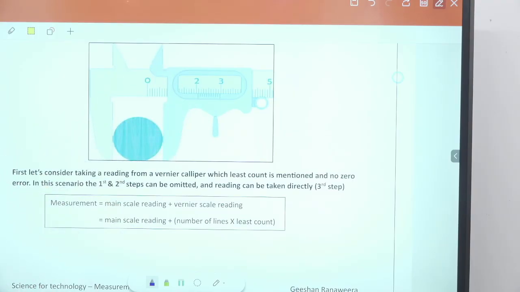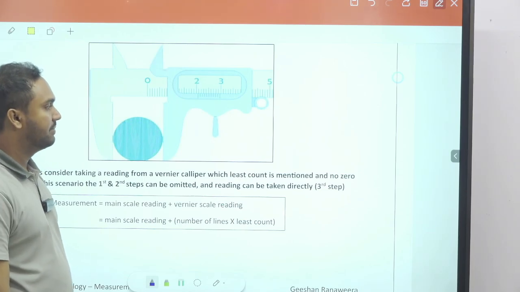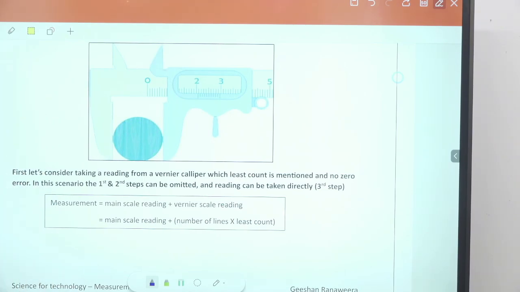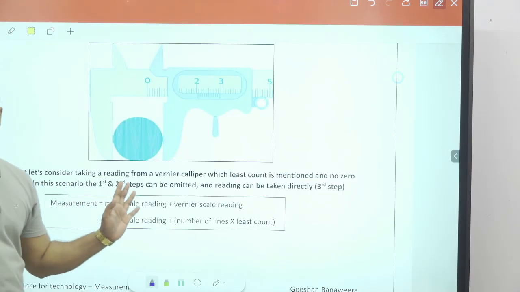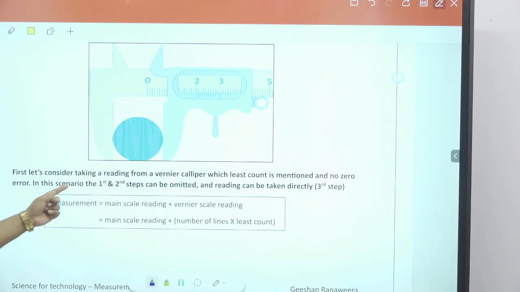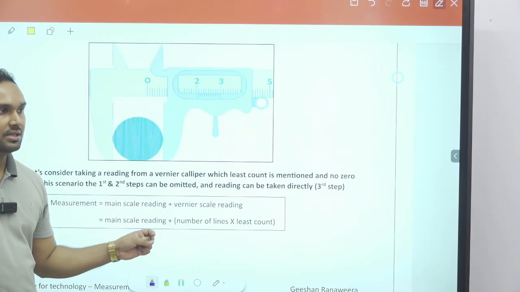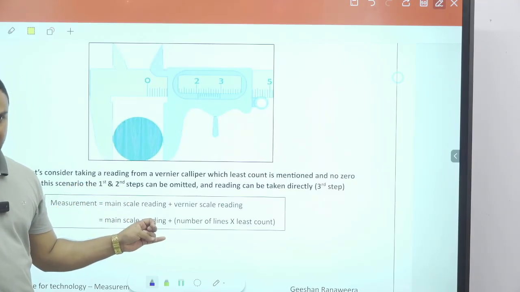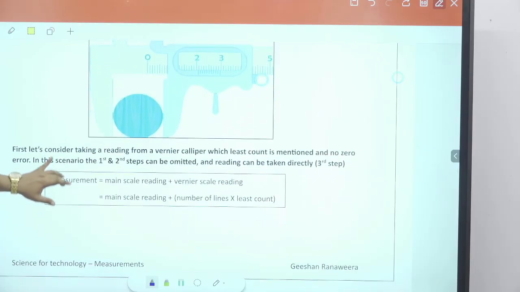The first, let's consider taking a reading from a vernier caliper whose least count is mentioned and which has no zero error. In this scenario, the first and second steps can be omitted because the least count is given, so you don't have to measure the least count. And the second is that there is no zero error, so you don't have to measure any zero errors. So you can come to the third one, which is taking the measurement. How do you take the measurement?